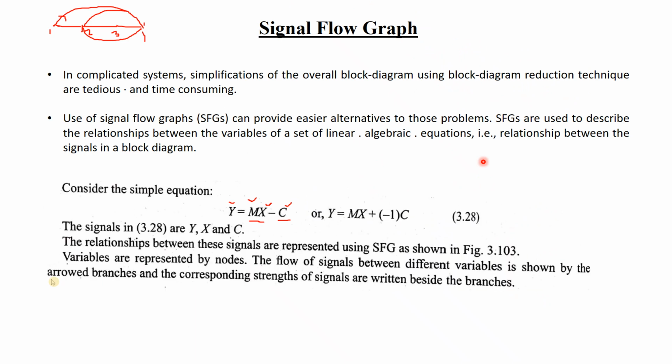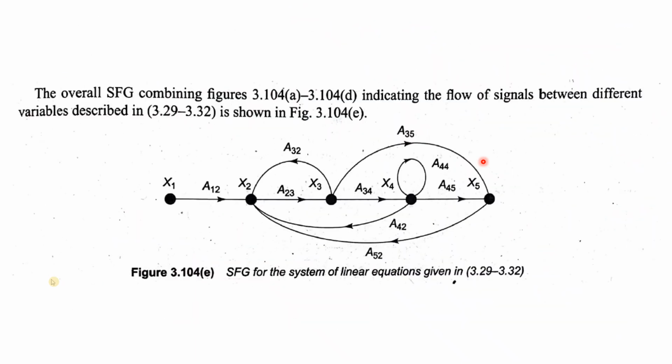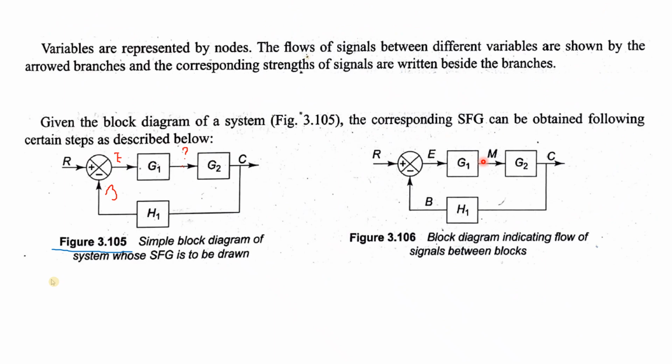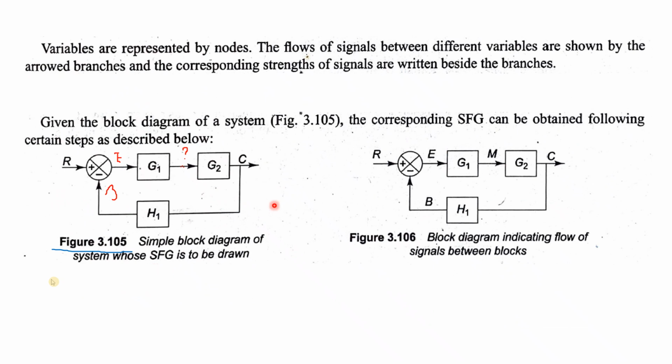Here, signals को हमने node की तरह represent किया है. Here also, everywhere. So R is a signal, E is a signal, M is a signal, C is a signal, and B is a signal. So R, E, M, C, B, 5 nodes will be there. You can see over here, R, E, M, C, B, 5 nodes are there.